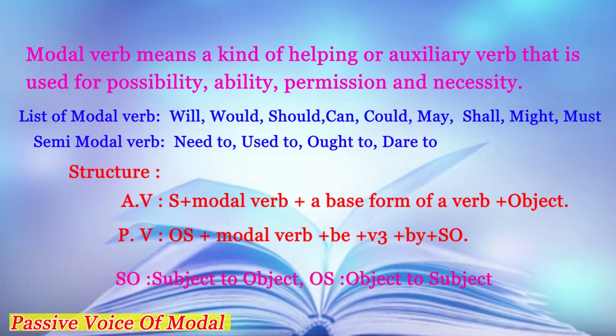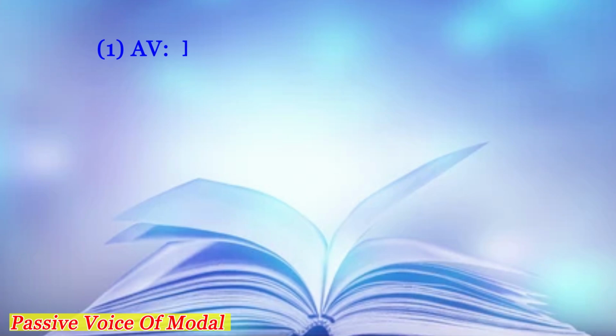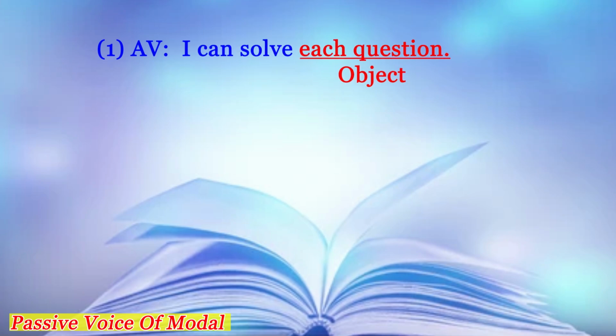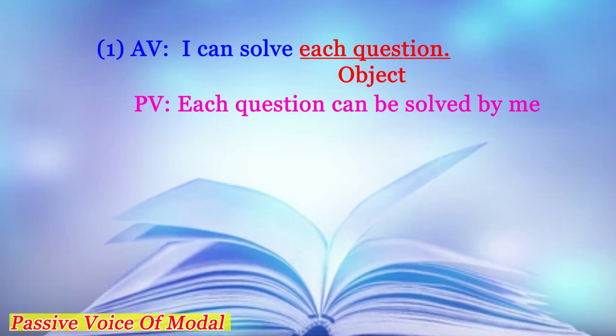Now I will show you some examples. I can solve each question. This is active voice. In this sentence, each question is the object. So the object becomes the subject of the passive voice. So we can write: each question can be solved by me.